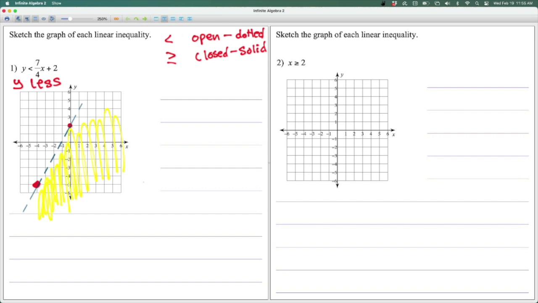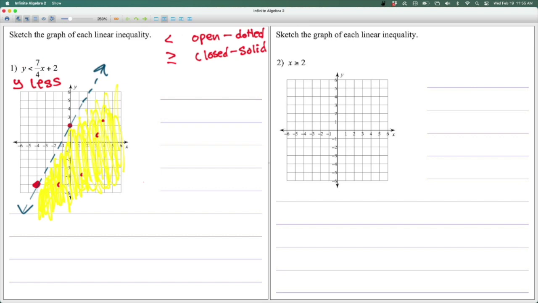I probably should have extended my lines out a little bit. This is the graph of that inequality. We shaded it because the ordered pairs in here, if I plugged them into the x and y, would make it true. You have graphed and you have found truth.